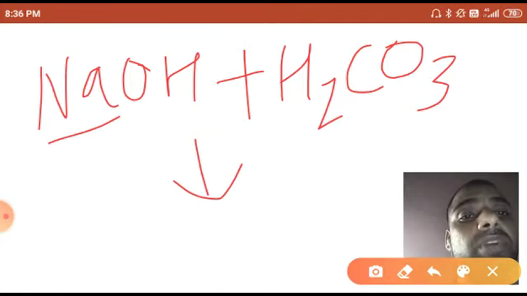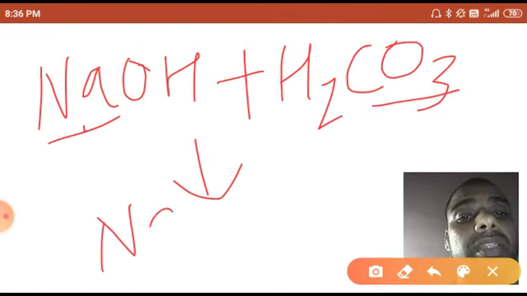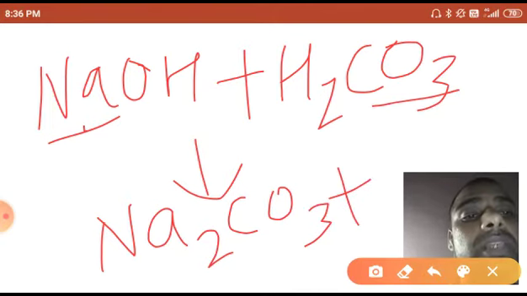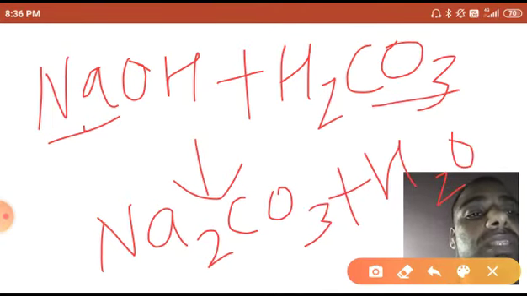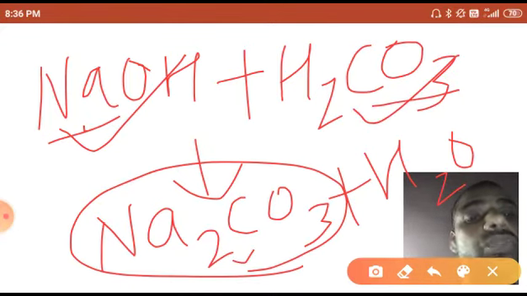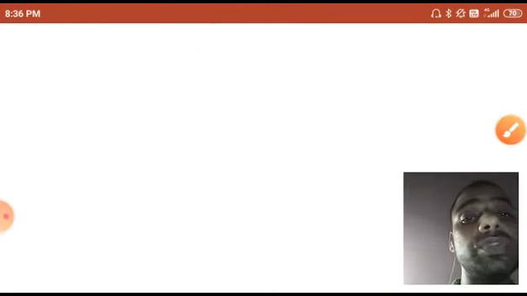Now what will it form? NaCO3. But according to the valency concept, it will form Na2CO3 plus H2O. Now you can balance this one. So what is this one? Na2CO3 is formed from a strong base and a weak acid, so it is a basic salt. You should understand this one.